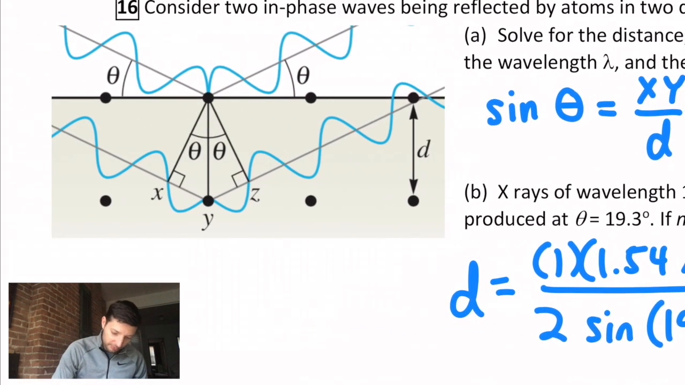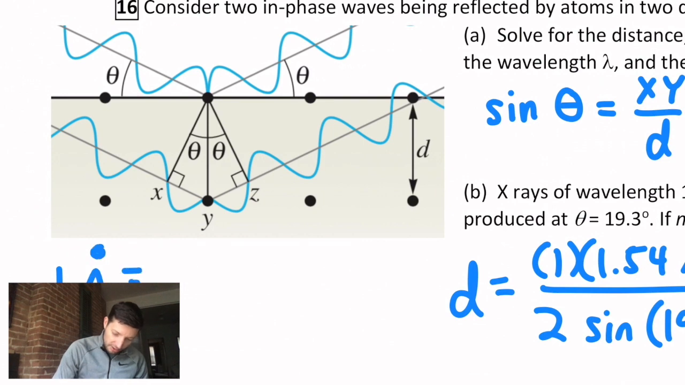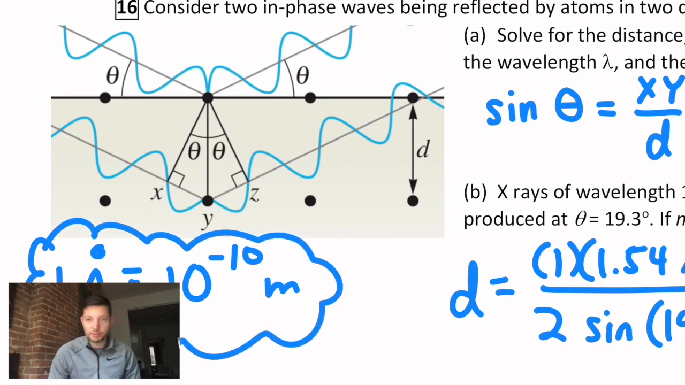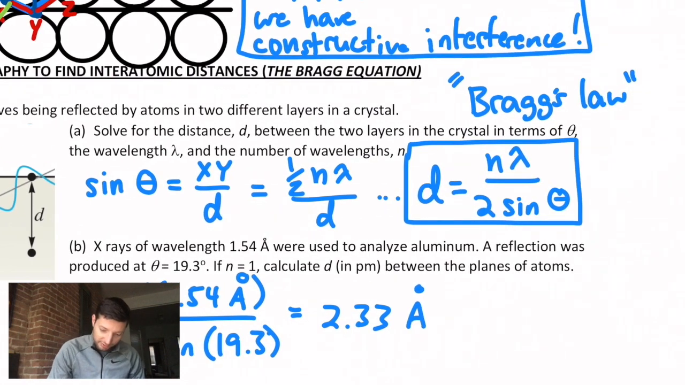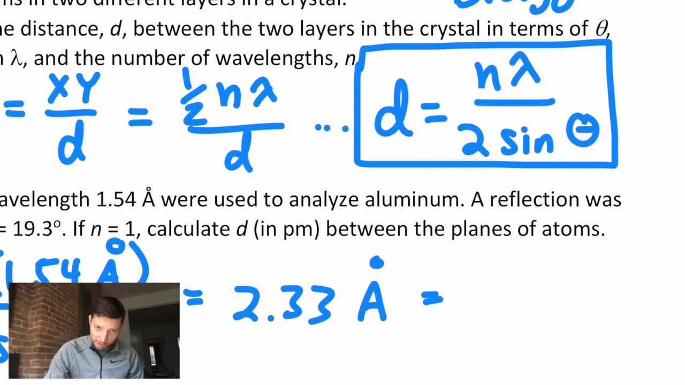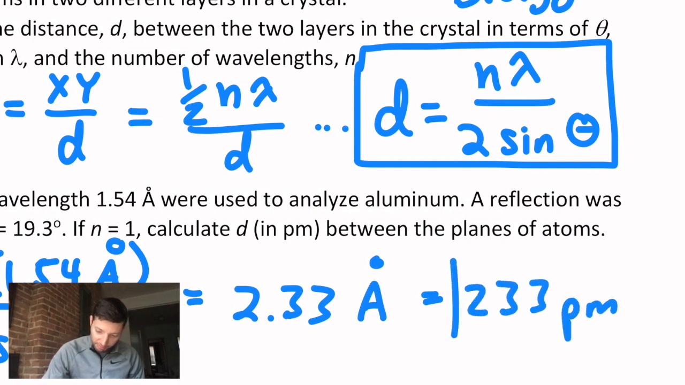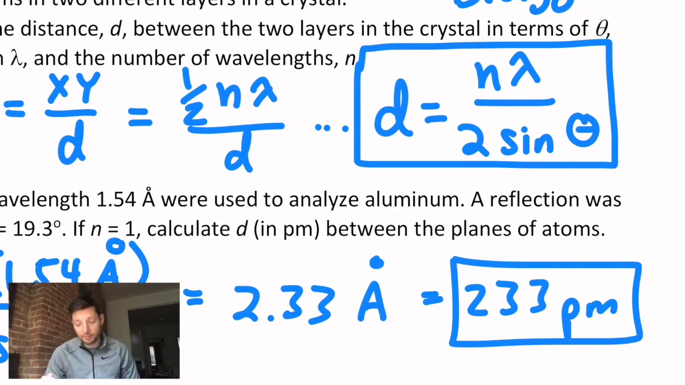An angstrom, 1 angstrom, is 10 to the negative 10 meters. It's often used when we're describing bond lengths and things like that. They ask it for us in picometers. So if I had to convert that to picometers, this becomes 233 picometers. Remember, a pico is 10 to the negative 12.